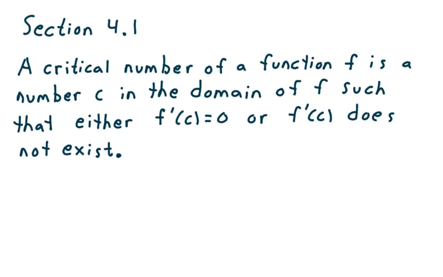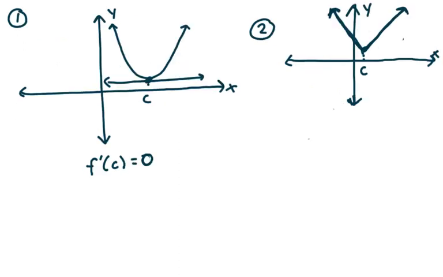The key part of this definition is that c must be in the domain of the function. Now, I want to give you a visual representation of this definition. In the first drawing, I want you to notice that at x equals c, we have a horizontal tangent line. And the slope of any horizontal line is equal to 0. And so what that tells us is that f prime of c equals 0.